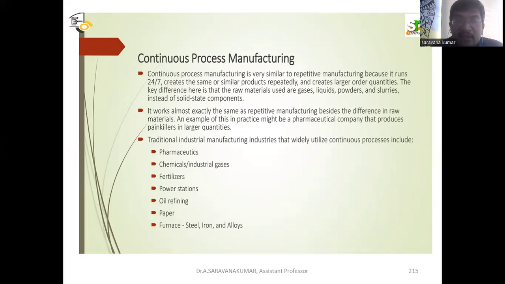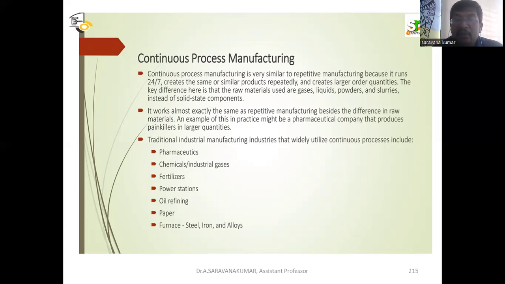So continuous process manufacturing is very similar to repetitive manufacturing because it runs 24/7, creates the same or similar product repeatedly and creates larger order quantities. The key difference here is that raw materials used are gases, liquids, powders, and slurries instead of solid state components. It works almost exactly the same as repetitive manufacturing, besides the difference in raw materials. An example of this practice is a pharmaceutical company that produces painkillers in larger quantities. So traditional industrial manufacturing industries widely utilize continuous process.